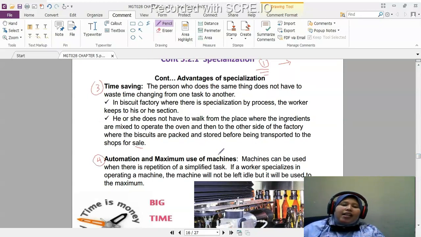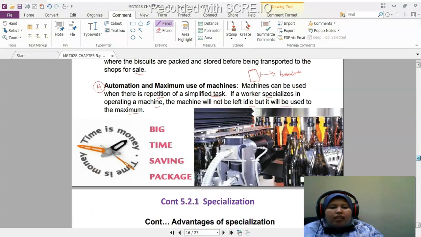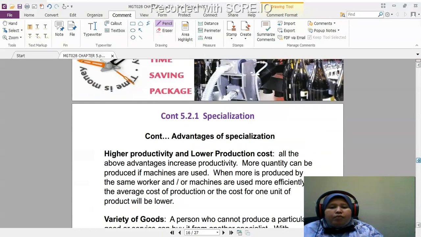Okay, kalau specialization kita akan gunakan the big machine. Machine can be used where there is repetition of a simplified task. If a worker specializes in operating a machine, the machine will not be idle either, but it will be used to the maximum. Okay. So kalau kita specializekan satu machine ni, kerja dia bancuh tepung saja. So kita tak akan buang masa, kita akan fully utilize mesin tersebut untuk satu function sahaja. Gitu. That is what is known as automation and maximum use of machine.